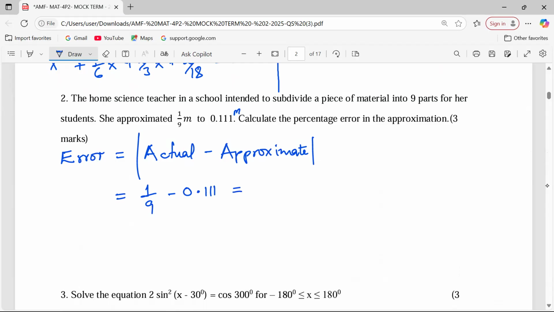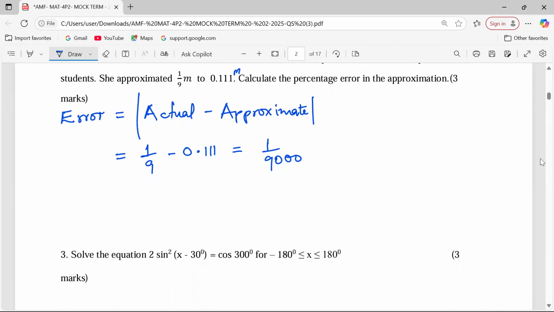Now this is going to give us 1 out of 9,000. So now we have the error. Simply, the error is the difference between the actual value and the estimated value. We advocate for the absolute value because sometimes the approximated value can be greater than the actual. In such a case, you are advised to take the absolute value.